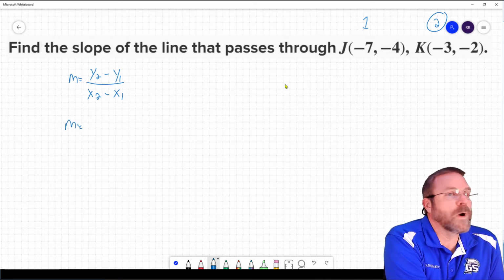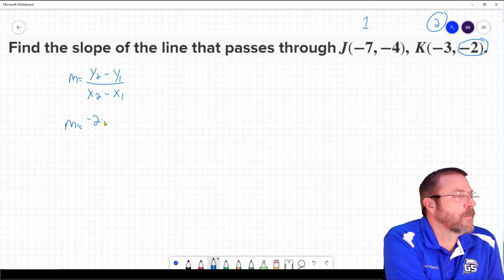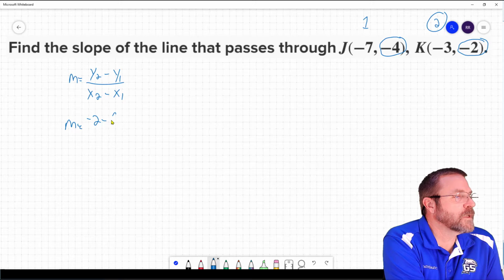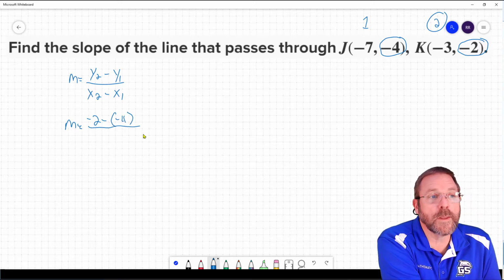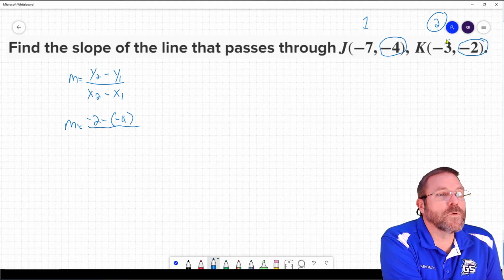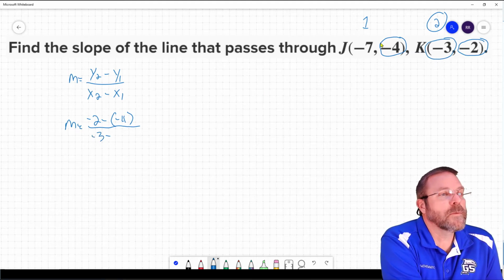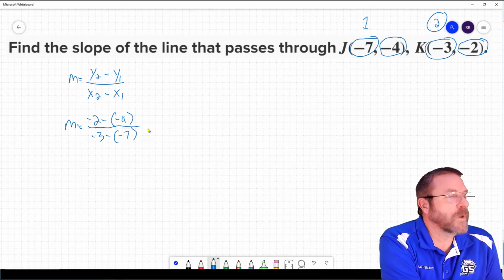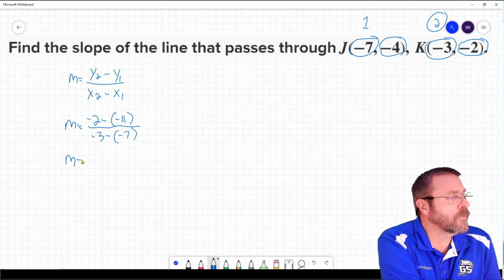So my y sub 2 is going to be that, negative 2, minus my y sub 1, which is going to be a negative 4. That creates an ugly problem. We'll deal with it later. My x sub 2 is going to be this negative 3, minus my x sub 1, which is that negative 7. Another ugly problem. Not a big deal because we're going to make the ugly problem pretty next.